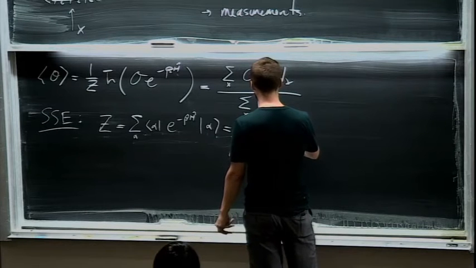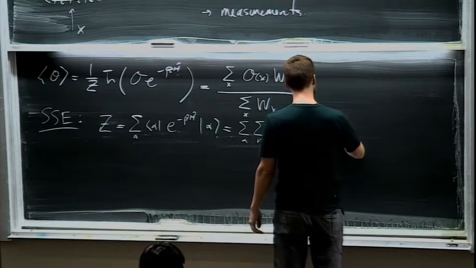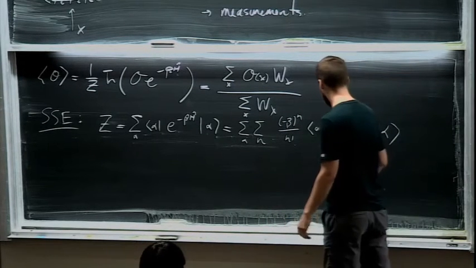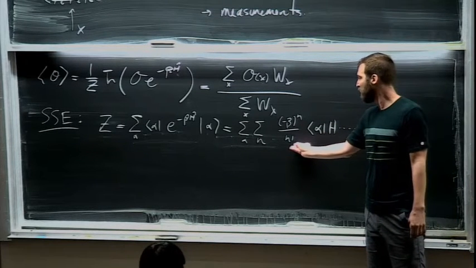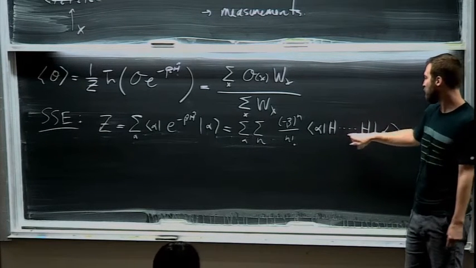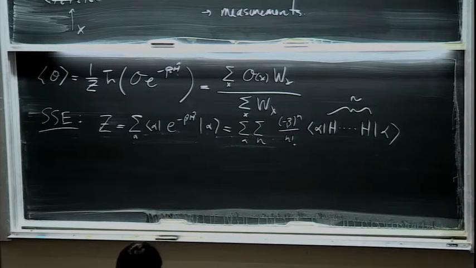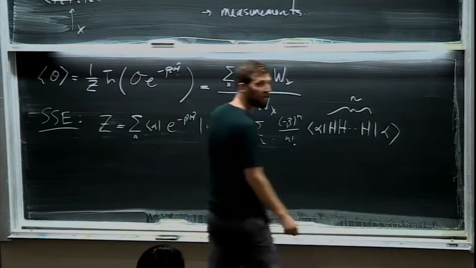So I think I have this written in the notes. Tell me if I'm making any mistakes. What I've done is I've pulled out minus beta to the power n over n factorial. And I've written the formal H to the power n, where H is the Hamiltonian operator, as a product of n operators. And just like when you derive the path integral in the usual case, we'll insert resolutions of the identity in between each one of these powers here.